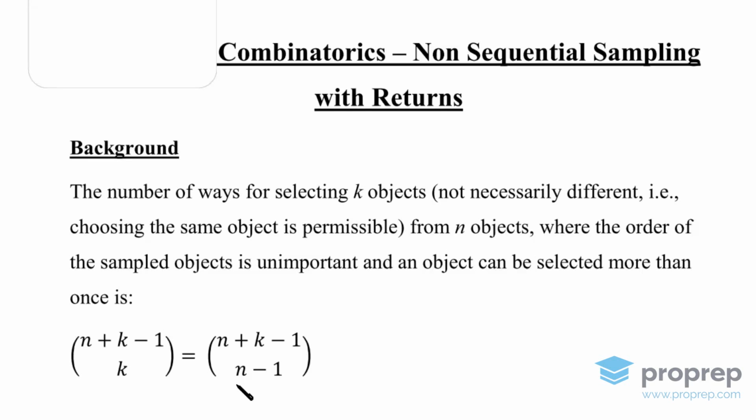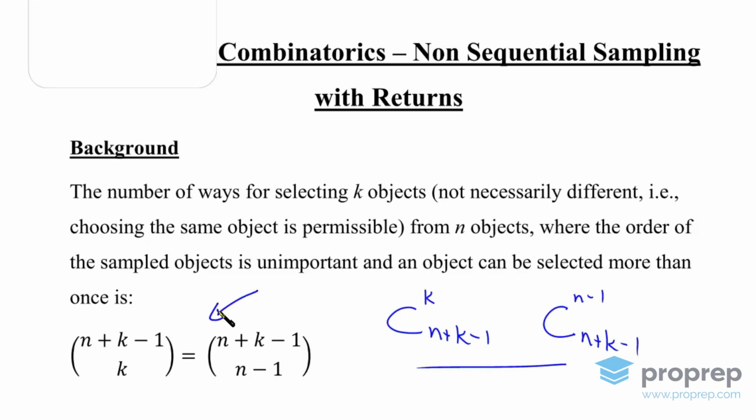Now, we can also see this notation. We can see C superscript k subscript n plus k minus 1, or C superscript n minus 1 subscript n plus k minus 1. Now, I won't be using this notation right here. I'll be using this notation, right? But I mention it because we do see this in the literature sometimes.